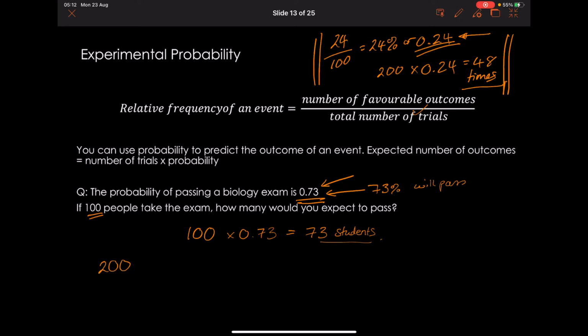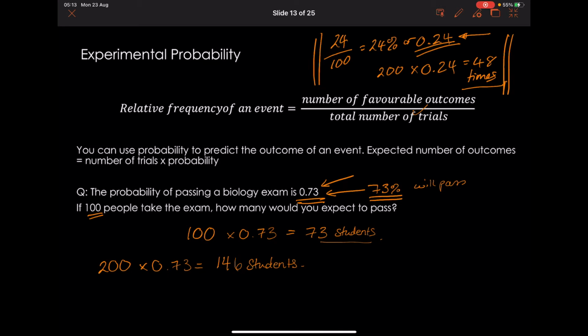If 200 students took the exam, and the probability of them passing is 73%, I would times that by 0.73, or I would find 73% of it, and that will tell me that I think 146 students will pass out of 200.